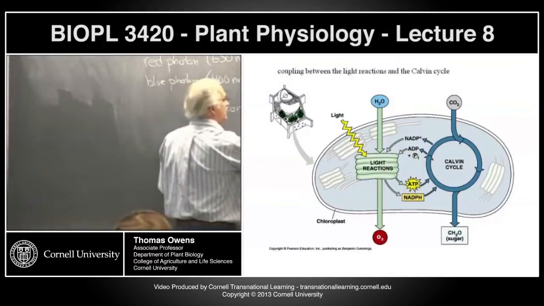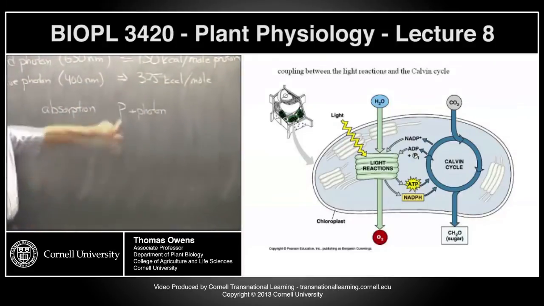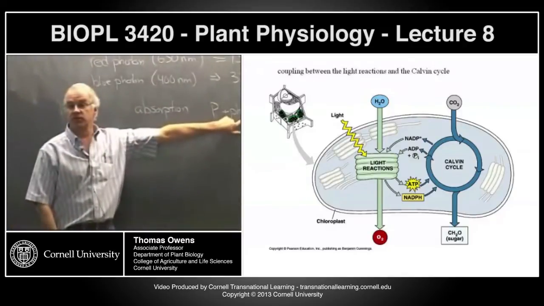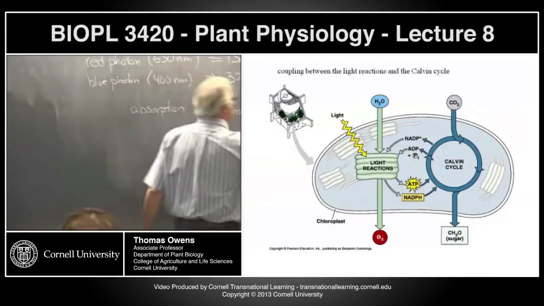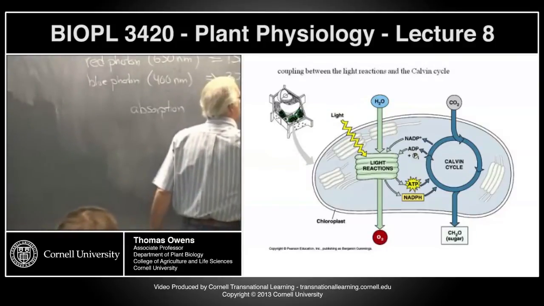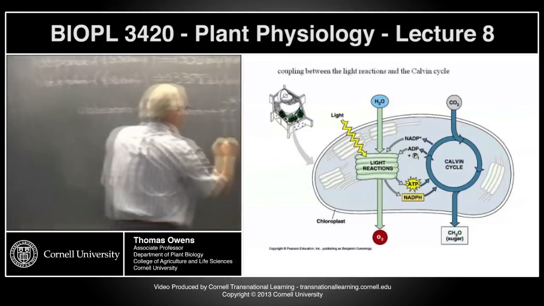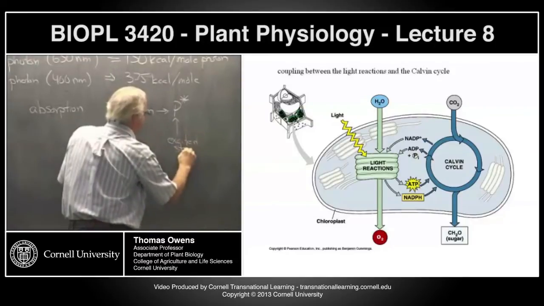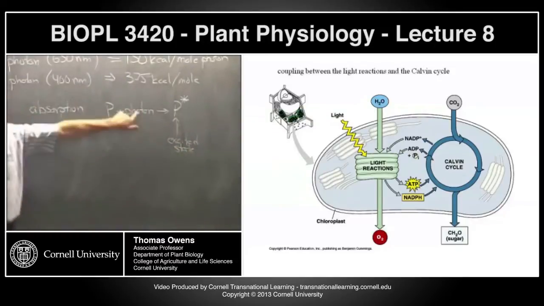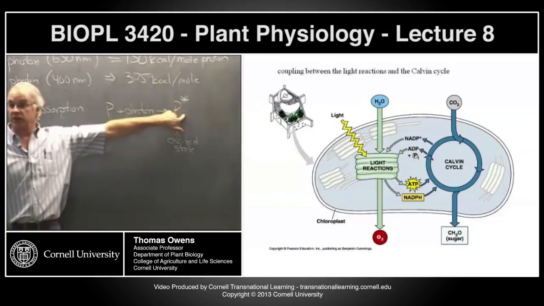Pigment P plus a photon. What happens to P when it absorbs a photon in terms of energy? It's got to be higher energy, right? So we'll call this higher energy P, and we'll give it a little asterisk there. And we'll call this P star an excited state. So what's happened is the energy of the photon has been conserved in a higher energy configuration of the pigment.